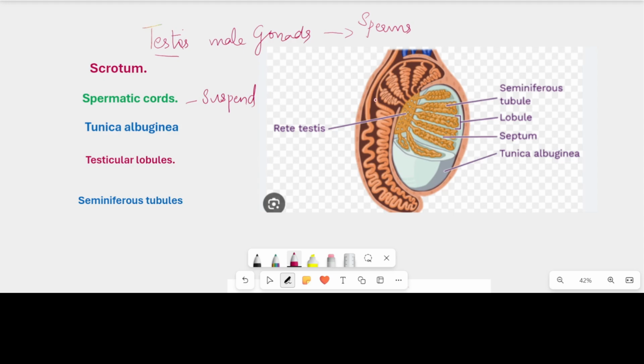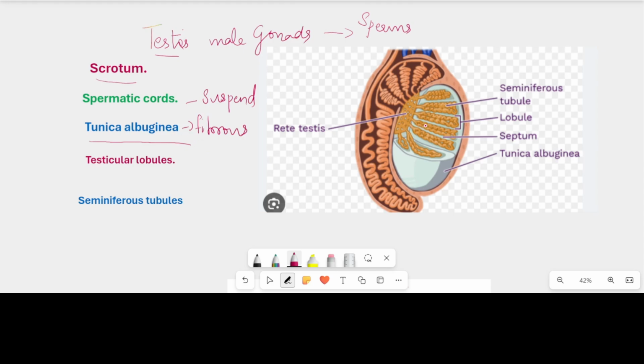The outermost covering of the testis is formed by a dense fibrous membrane called tunica albuginea. It is a thick fibrous membrane that covers the testis. The testis is found inside a pouch made of folded, sensitive skin, and that skin pouch is called the scrotum. If you look at the structure of the testis, this region is the testis, and it is covered by a dense fibrous covering called tunica albuginea.